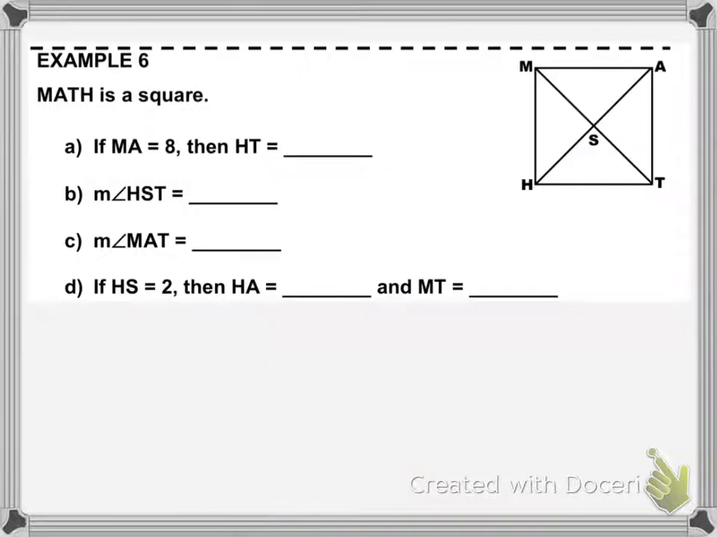Let's try some problems. Okay, for this example, it says we have a square. Sometimes in pictures, squares and rhombuses can look really similar, so make sure you know exactly which type of shape you're talking about. All right, it says if MA equals 8, that's this top side, then HT, which is below it, all sides are congruent, right? HT must also equal 8. All right. It says what is the measure of angle HST? HST is this angle, and we know that that's a right angle, so it equals 90 degrees. All right, the measure of angle MAT is this right angle here. That's also 90 degrees.